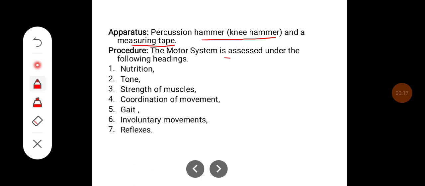The motor system is assessed under the following headings. The nutrition has to be assessed. The muscle tone of the different groups of muscles is to be assessed. Then the strength of the muscles, that is power. Then you have to look for the coordination of movement, gait, and involuntary movements if at all they are present, and then the reflexes.